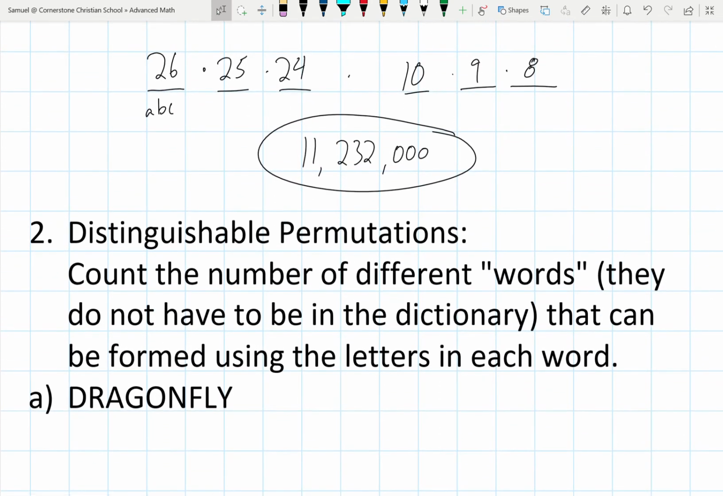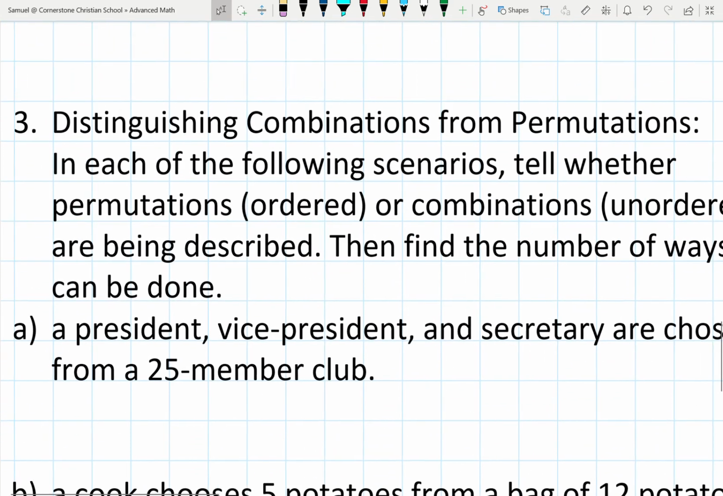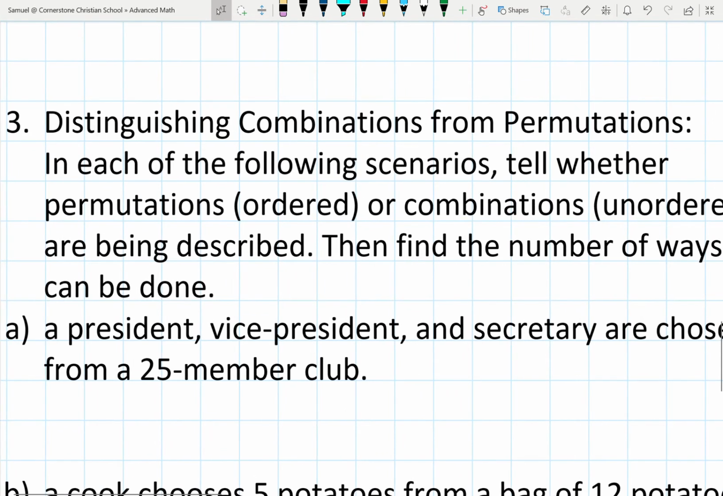Now we want to talk about distinguishable permutations. So the difference between a permutation and a combination is, in a permutation, the order in which I select something matters. In a combination, it doesn't. And so actually, I'm going to skip down to example 3 first. So, distinguishing combinations from permutations.